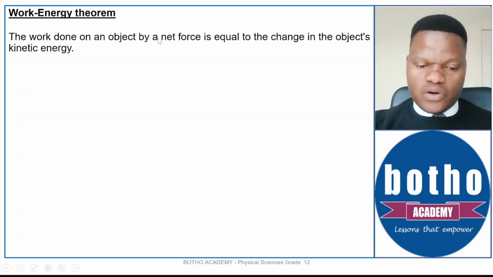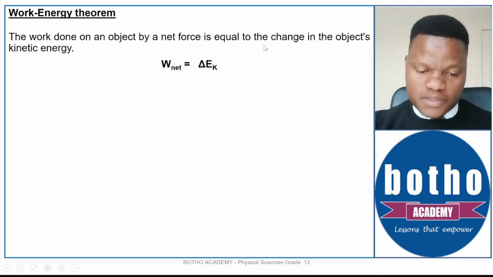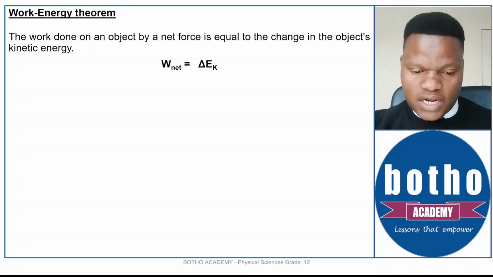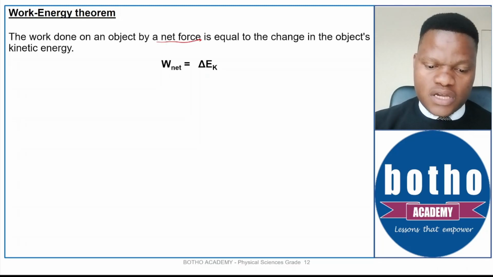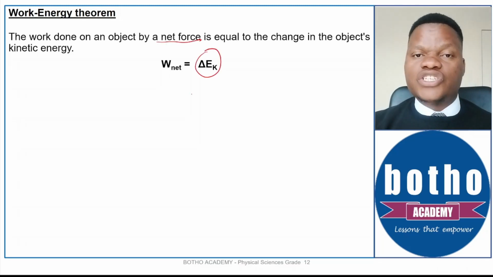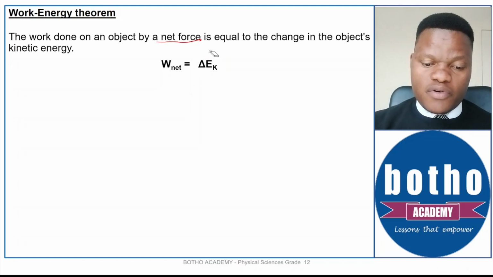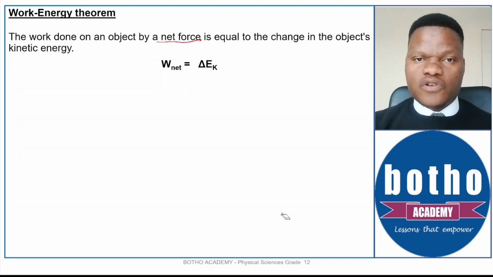The work done on an object by a net force is equal to the change in the object's kinetic energy. What I'm interested in is this part, which is the mathematical interpretation of the theorem. What it says is that the net work, which is the work done by the net force, is equal to the object's change in kinetic energy. We know about the kinetic energy from previous grade.